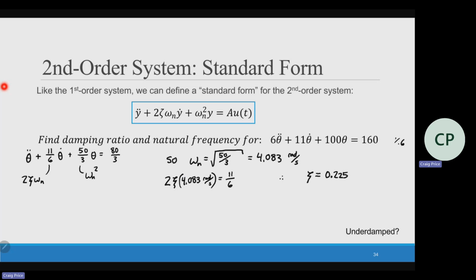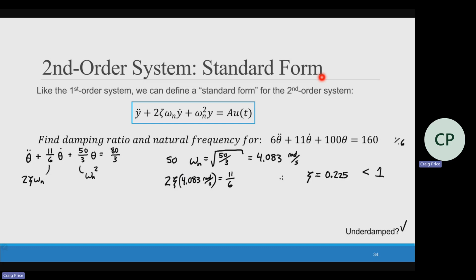Now, my question is, is this system underdamped, critically damped, or overdamped? Overdamped? That's one of the options, yeah. What would you say? Is it less than, equal to, or greater than 1? It is less than 1. So therefore it is underdamped. Absolutely. And that's typically how these systems are. They're going to be underdamped. Not always the case, but usually the case.